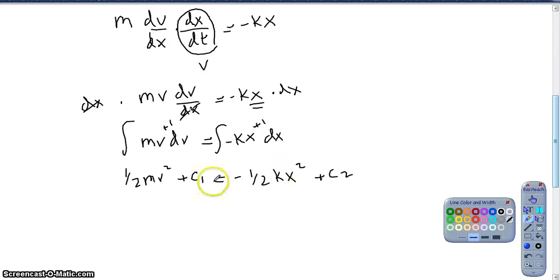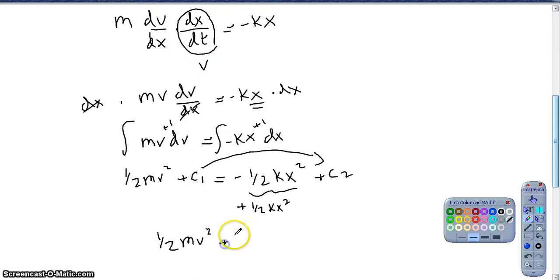So then when I solve this out, I'm going to move this to the left hand side, so I'm going to add that over. And then I'm just going to subtract the c1 over to get some new third constant. So I end up with 1/2 mv squared plus 1/2 k times delta x squared equals some new constant.